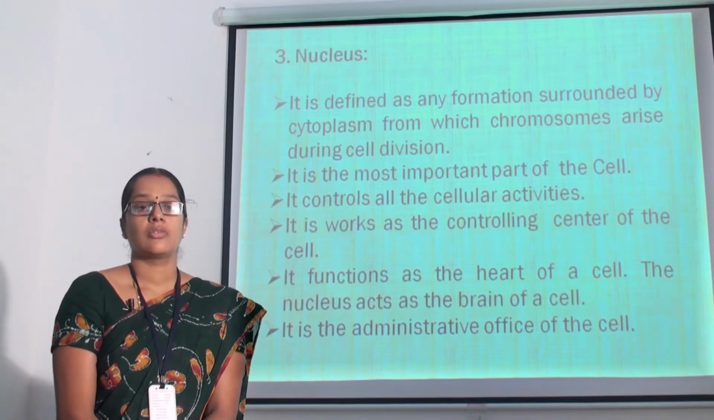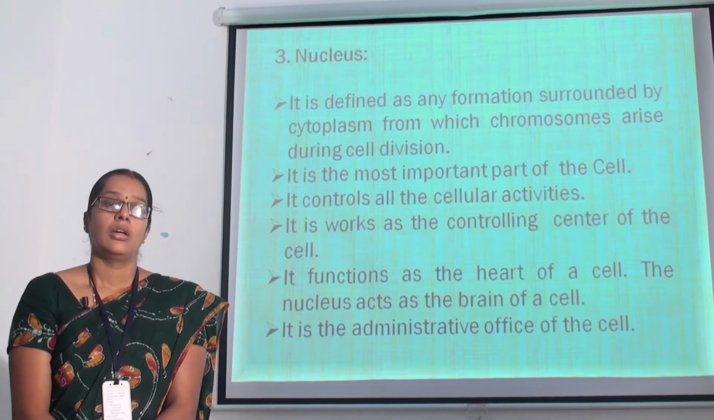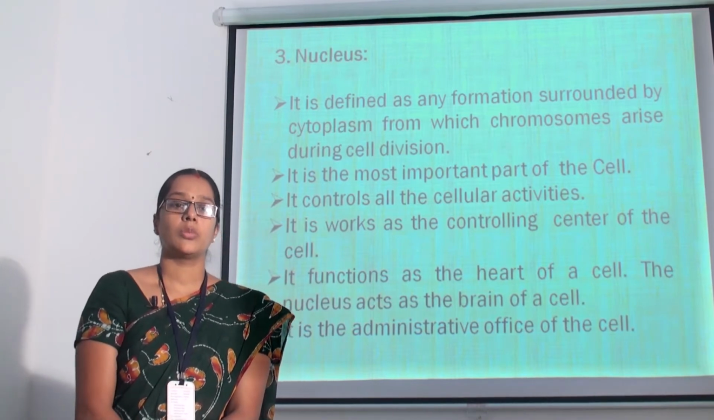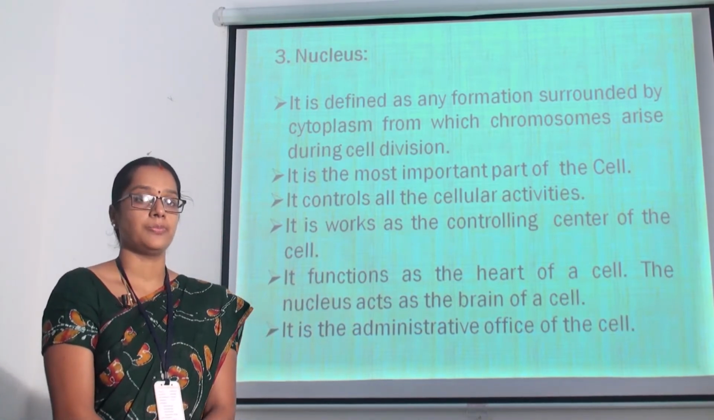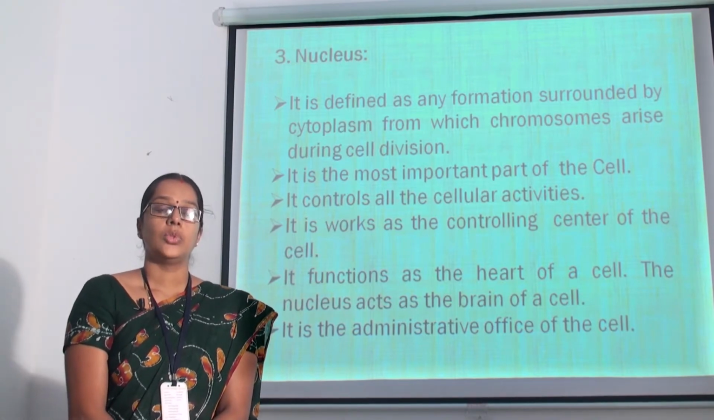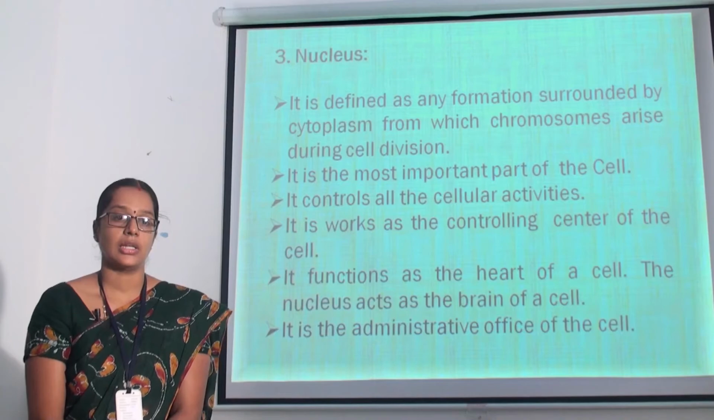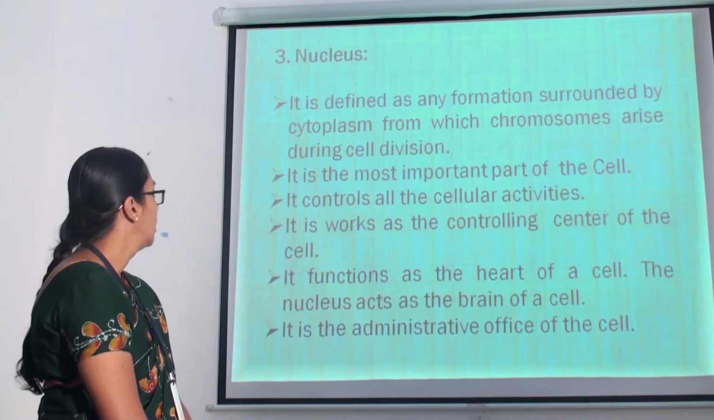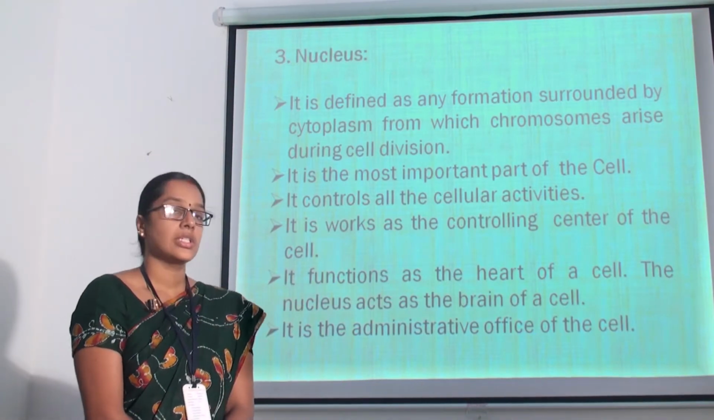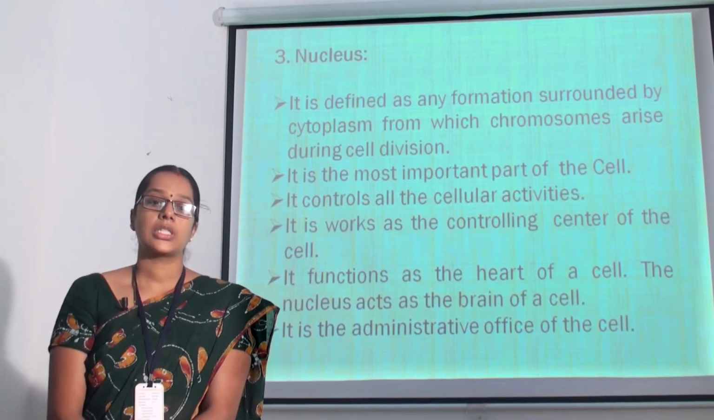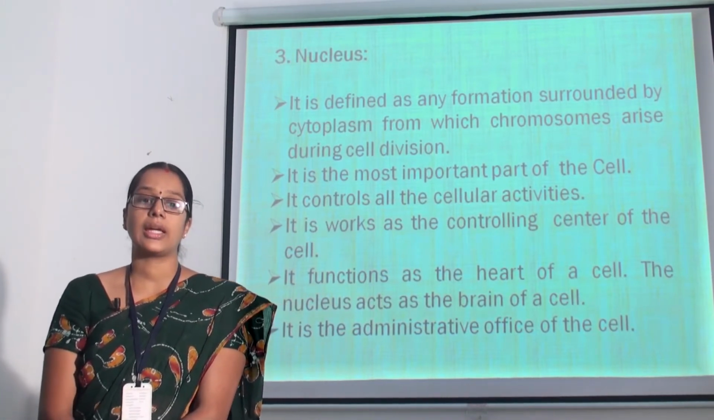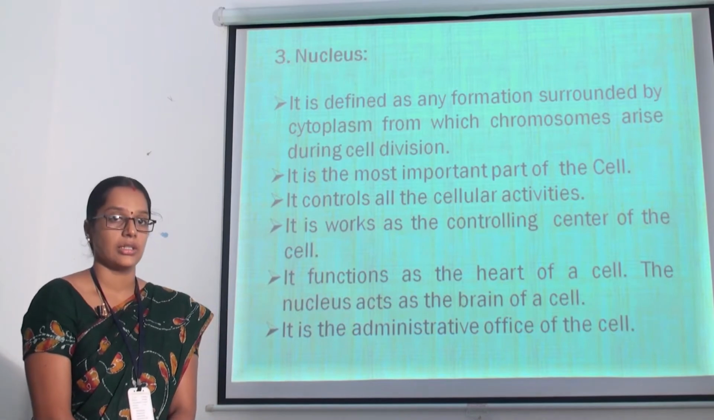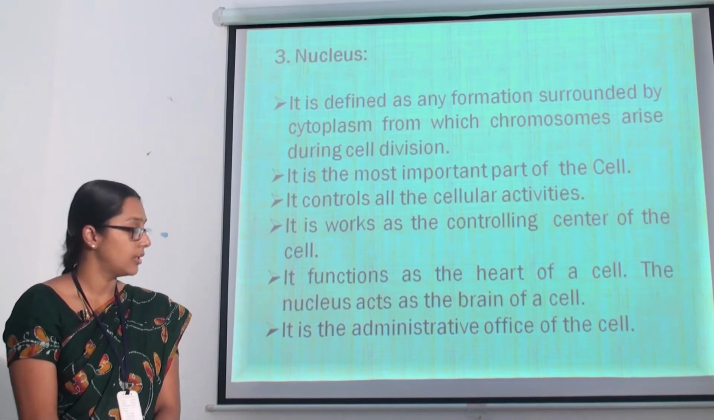This one is the nucleus, the most important part of the cell. It is defined as a formation surrounded by cytoplasm from which chromosomes arise during cell division. It controls all the cellular activities. It works as the controlling center of the cell. It functions as the heart of the cell. The nucleus acts as the brain of the cell. It is the administrative office of the cell. The nucleus is the most important part of the cell.